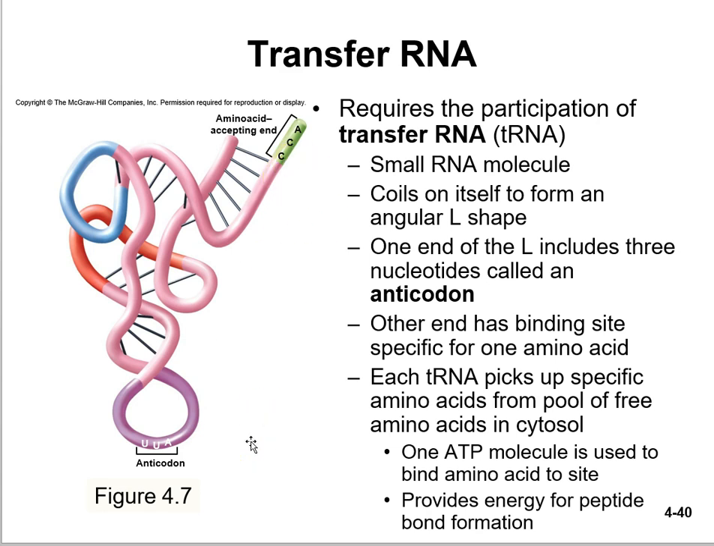Then you can see how this all occurs in the right order based on that code that was initially copied from DNA. Each of these tRNA molecules is going to pick up a specific amino acid from that pool of free amino acids swimming around in the cytosol. That is going to take some ATP to do that. This is going to provide free energy for the peptide bond to be formed.